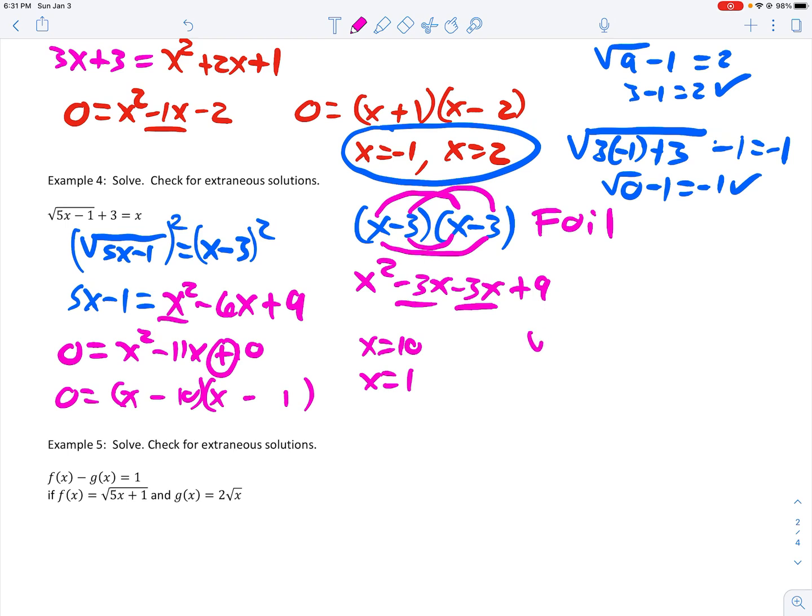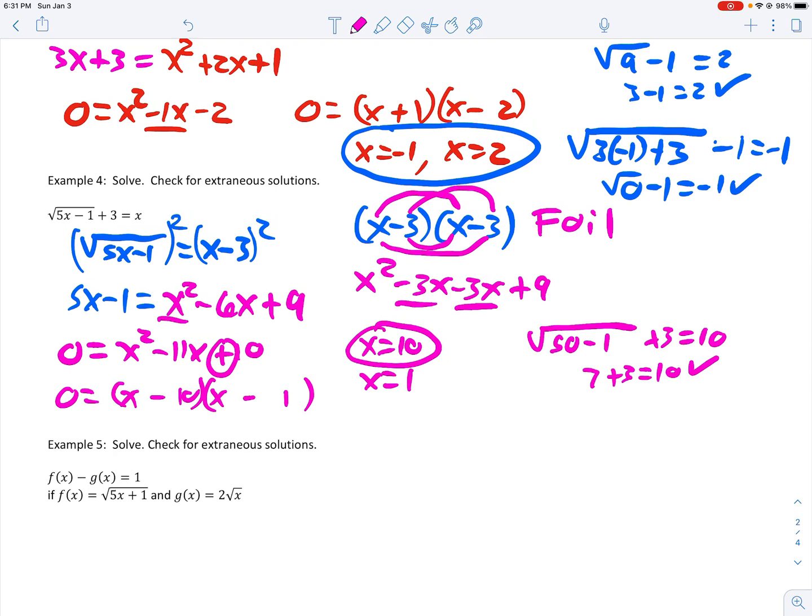Right? So you plug in 10. You would get 50 minus 1 plus 3 equals 10. So this is 7 plus 3 equals 10. So that works, right? 50 minus 1 is 49. Square root of 49 is 7. So 10 is the solution.